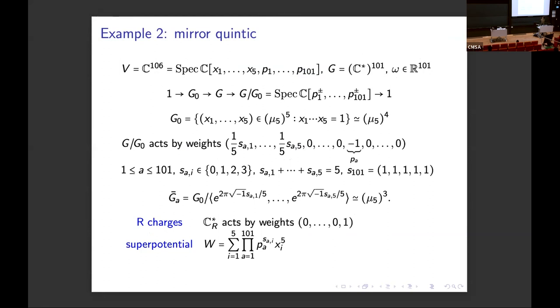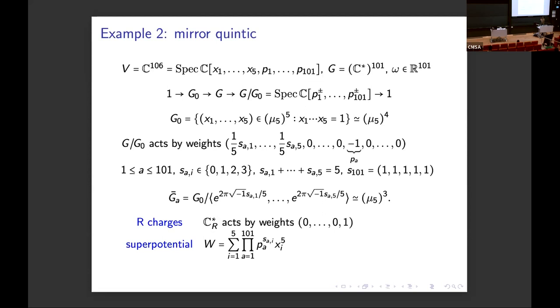So how to think about this? This G acts on this 106 dimensional vector space. If we forget about the first five parts, there's a covering map from G to G quotient by G zero, which is the C star, the torus corresponding to the last 101 coordinates, and the kernel is isomorphic to mu 5 to the fourth power. So it's more convenient to describe the action of this quotient, because it's an honest action of the gauge group G, but not an honest action of this quotient. So there's this fractional weight.